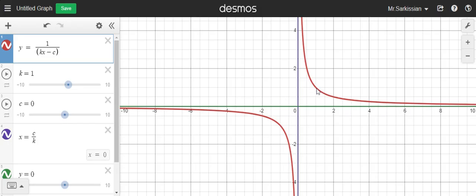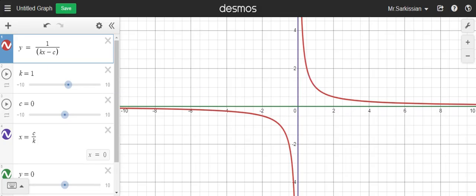So this point here, for example, has coordinates of 1 and 1. If I can show it to you, it's 1 and 1. Or this point is like negative 1 and negative 1. So the graph of 1 over x is clearly shown here.